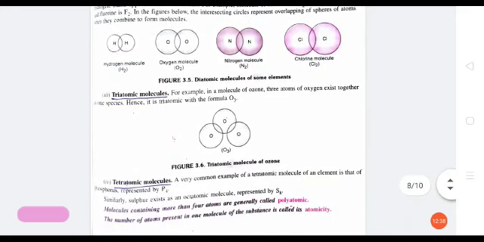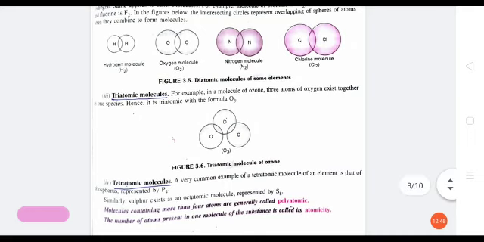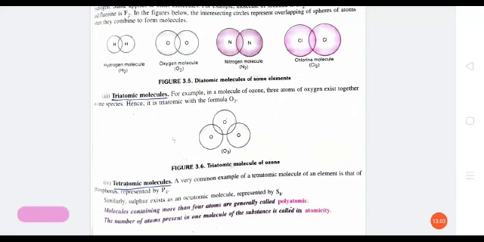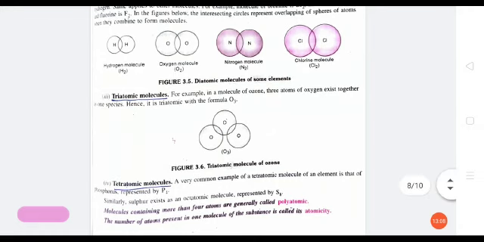We can say that depending upon the atomicity, they are categorized into monoatomic, diatomic, triatomic, and many more. Tetratomic, as per the name, is an element which has four atoms, for example phosphorus, P4. Sulfur exists as an octatomic molecule as it is represented by S8. Molecules containing more than 4 atoms are generally called polyatomic.